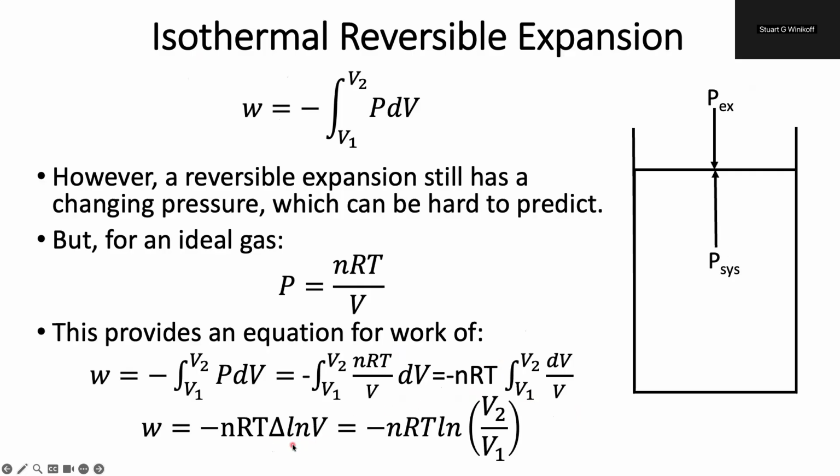So this is going to be the natural log final minus the natural log initial, or natural log V2 minus natural log V1. We can then use our log laws to show that that's the same as the natural log of V2 over V1. So, congratulations. We now know how to describe the isothermal reversible expansion of an ideal gas.